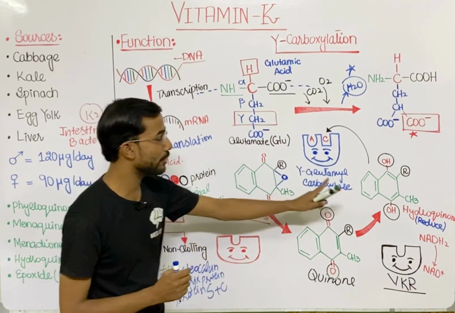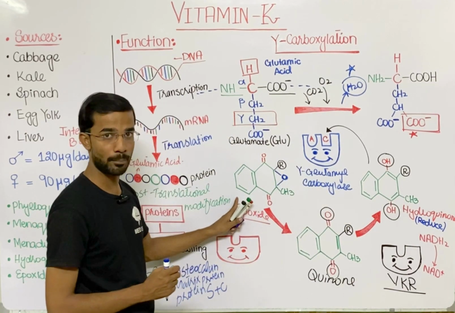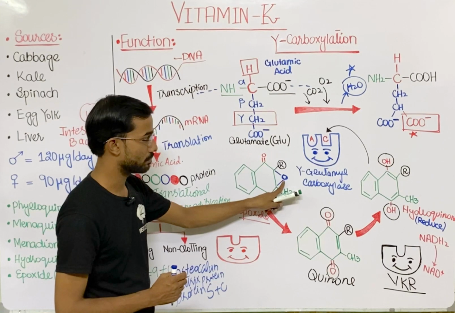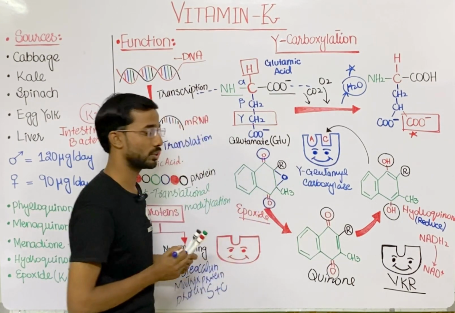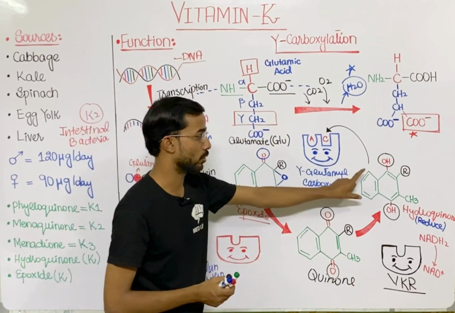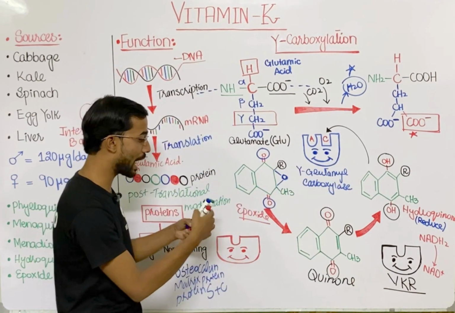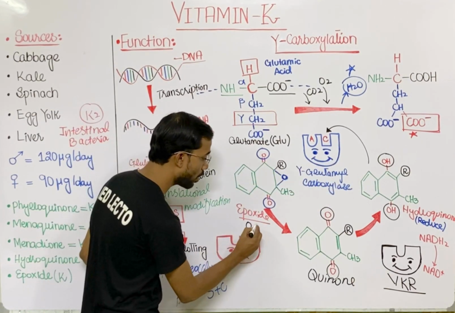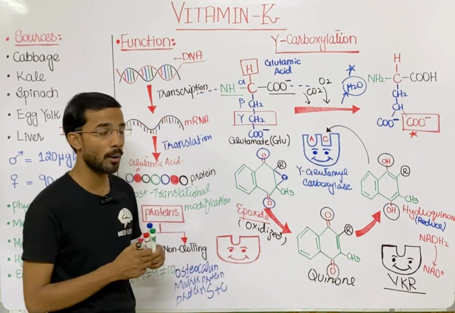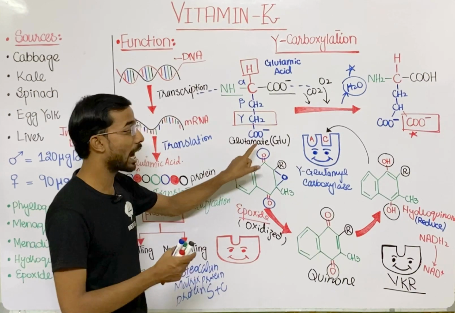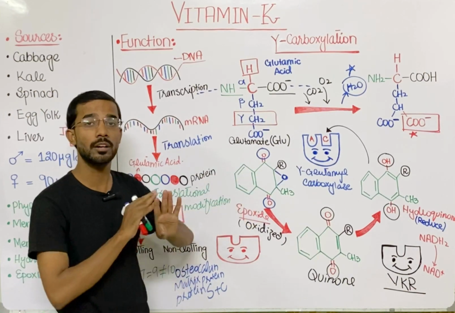Now you will see the difference between these two, hydroquinone and epoxide form. You will see oxygen, and at that side you will see the oxygen instead of the hydroxyl group. Now this is actually the oxidized form. Why do we call it the oxidized form? Because at that side the hydrogen atoms have been removed.